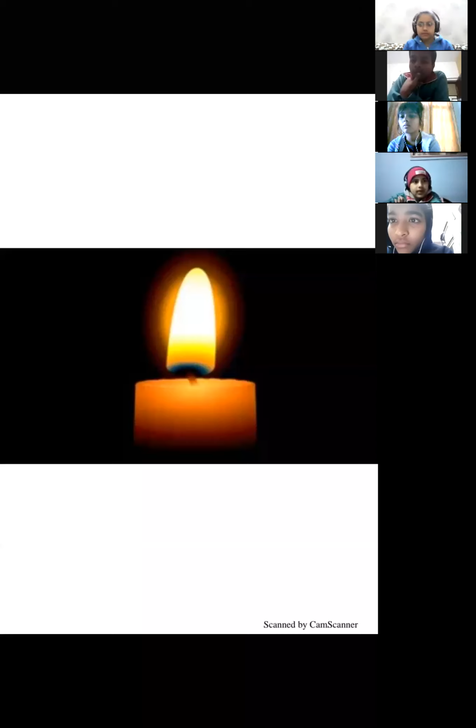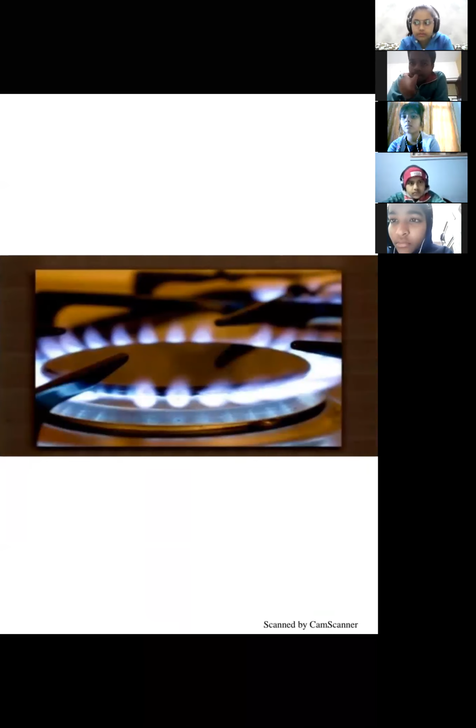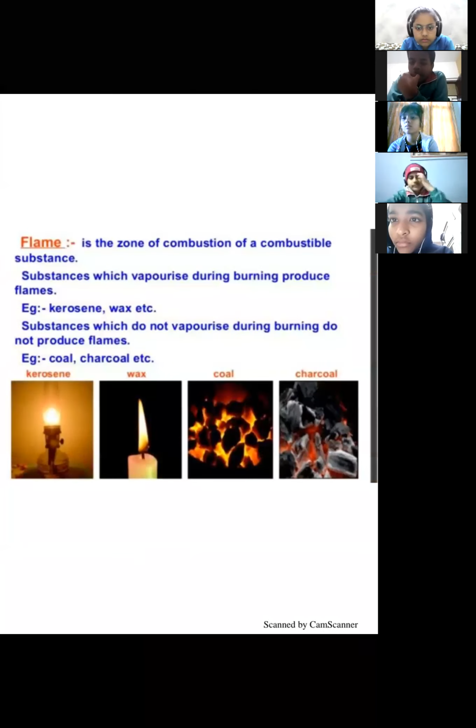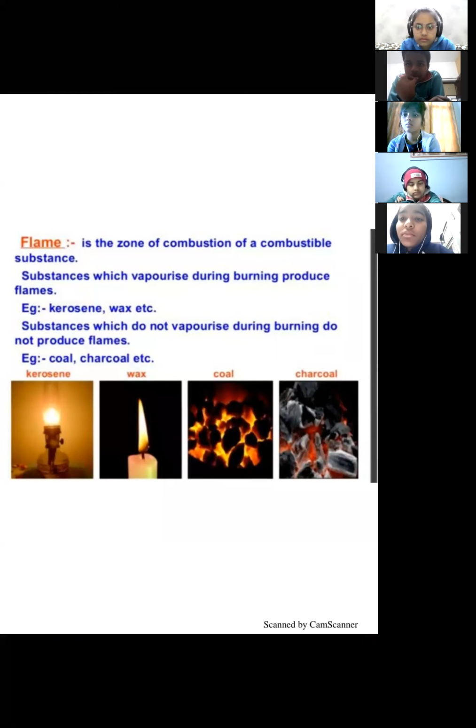Okay, now the flame topic. When a particular substance burns and produces flame, we need to understand that. Obviously we have seen already, flame is the zone of combustion of a combustible substance. Substances which vaporize during burning will produce flames. Until and unless the substance is producing vapors, it will not produce any flame.